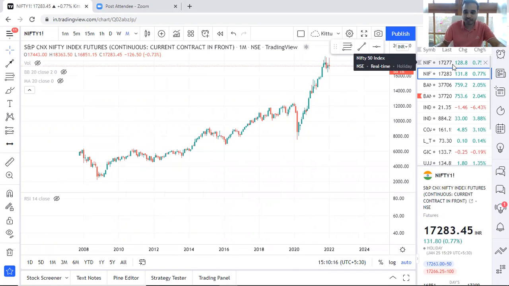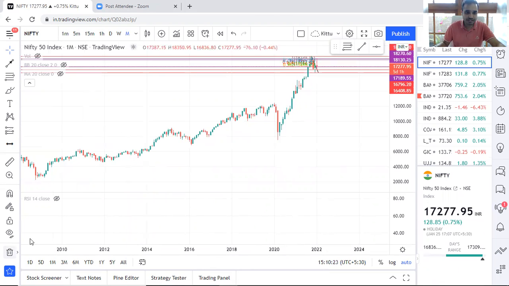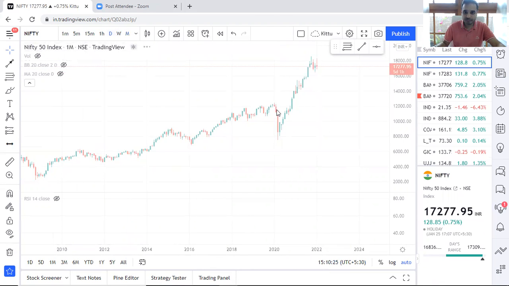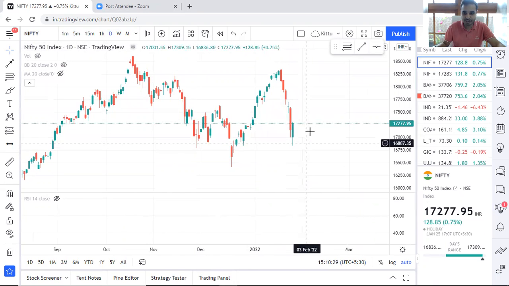So first of all, let me show, yesterday we all know that the market has crashed hugely. From the last 1 week, there is a big fall of almost around 1,000 points of Nifty, right? Let us see. See, from almost 18,300 levels to exactly 17,300 levels, it has closed. Hope everyone sees the screen clearly.